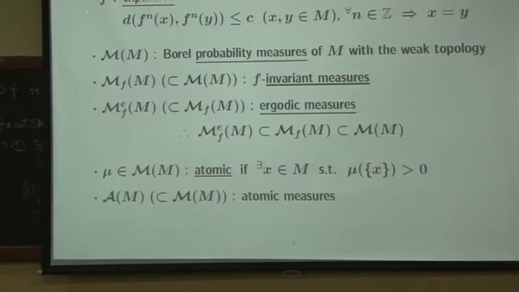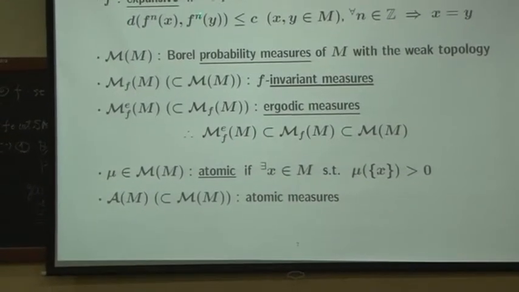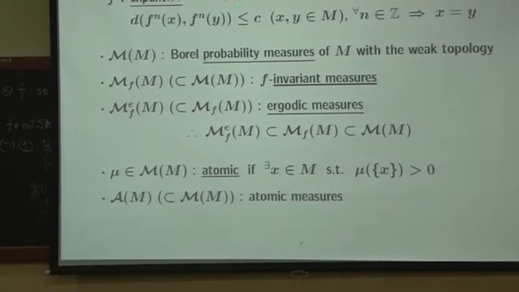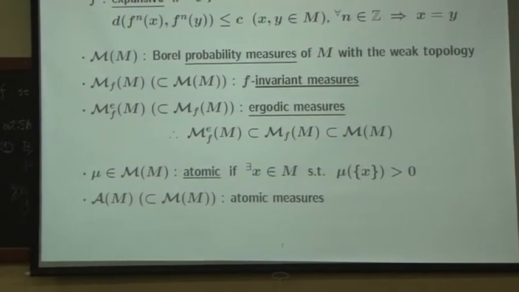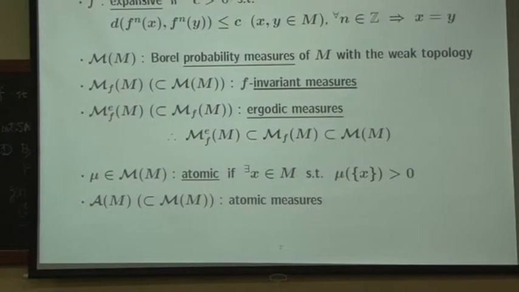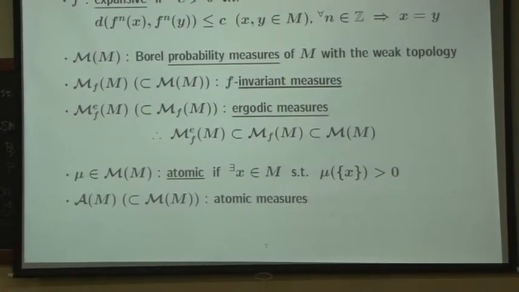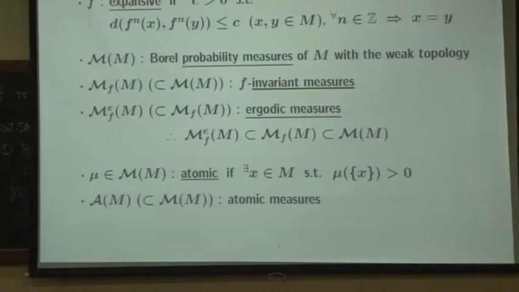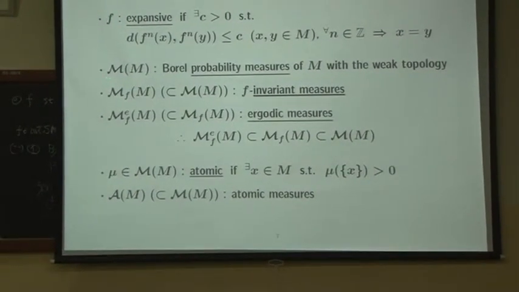Please recall, we said that F is expansive with expansive constant C. If two orbits stay within C, then the points coincide. In other words, if the points are distinct, there exists an iterate such that this distance is greater than C. Okay. So this is the space of Borel probability measures with the weak topology.